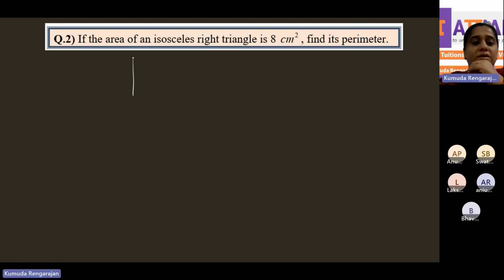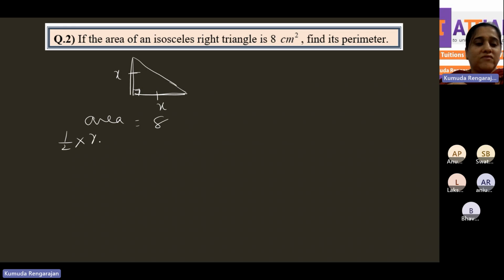So what is it? It is a right isosceles triangle, 90 degrees. Isosceles, so two sides are equal, and it's right, so 90 degrees here. We don't know any of the three sides, nothing is known to us. So we'll call the equal sides x. And what is given? Area is equal to 8. How do you find the area? Half into base into height. So half into x into x is equal to 8. So x square is equal to, cross multiply, 16. So x is equal to square root of 16, which is 4. So this side is 4 centimeters and this side is also 4 centimeters.